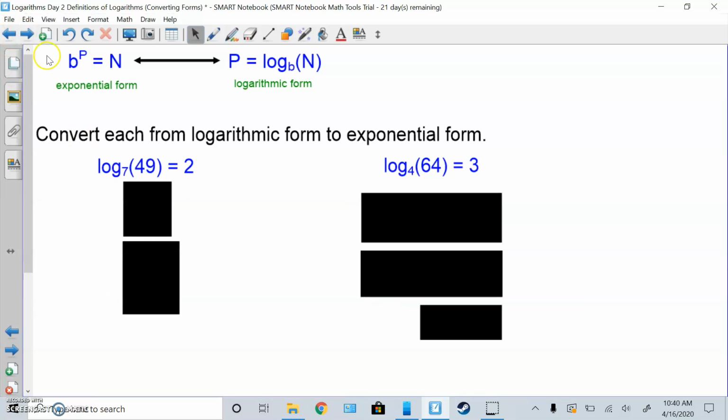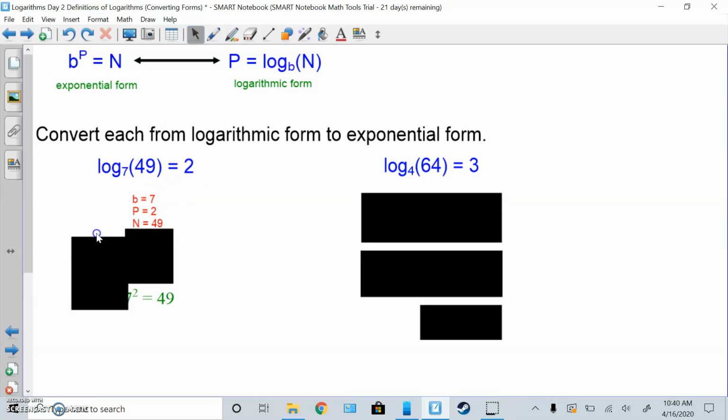So let's go to the reverse. Again, here are the formulas for you. Convert each of the following logarithmic forms into exponential form. So identify the letters. The base down here is 7. The power, p, is by itself, and it is 2. And the number inside the log is 49.